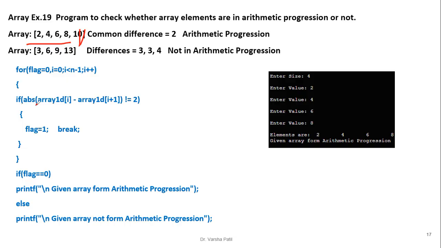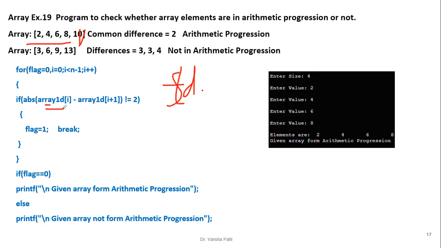Now we require to take the difference. So the difference is array 1D of i plus 1 minus array 1D of i, and I have taken the absolute operator. For that I require to use the stdlib file. I have to include stdlib.h, because the absolute function is included in the stdlib.h header file.